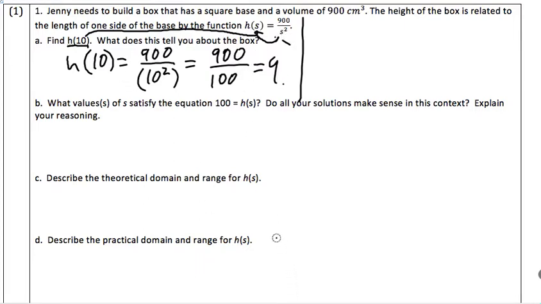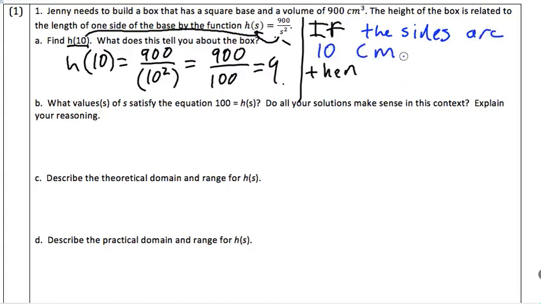What does this tell you about the box? So anytime we have to explain meaning for function notation, we can always use the words if, and then followed by then. And then just fill in the key terms. In this case, if the sides are 10 centimeters, then the height of the box will be 9 centimeters.